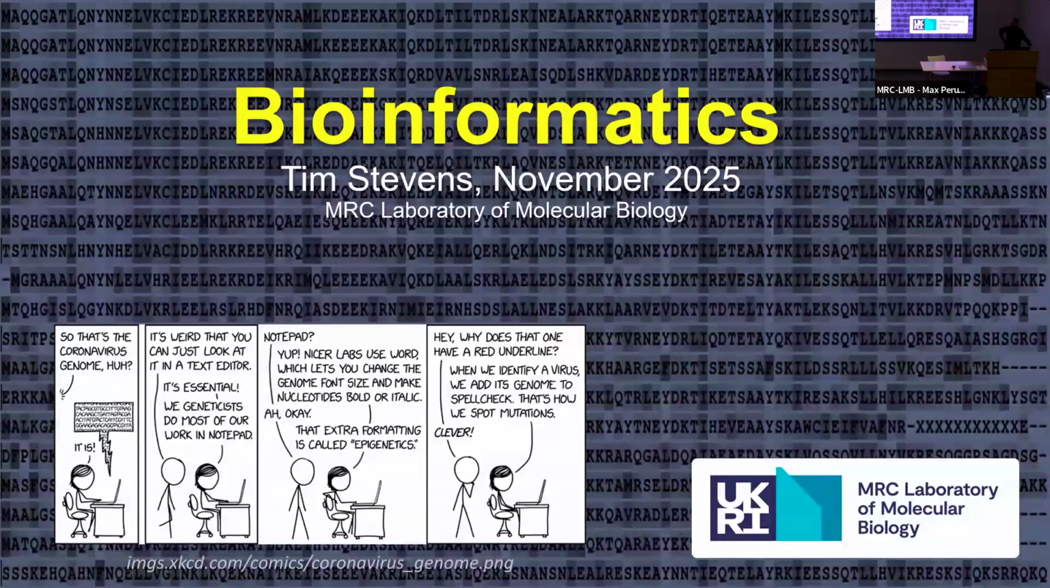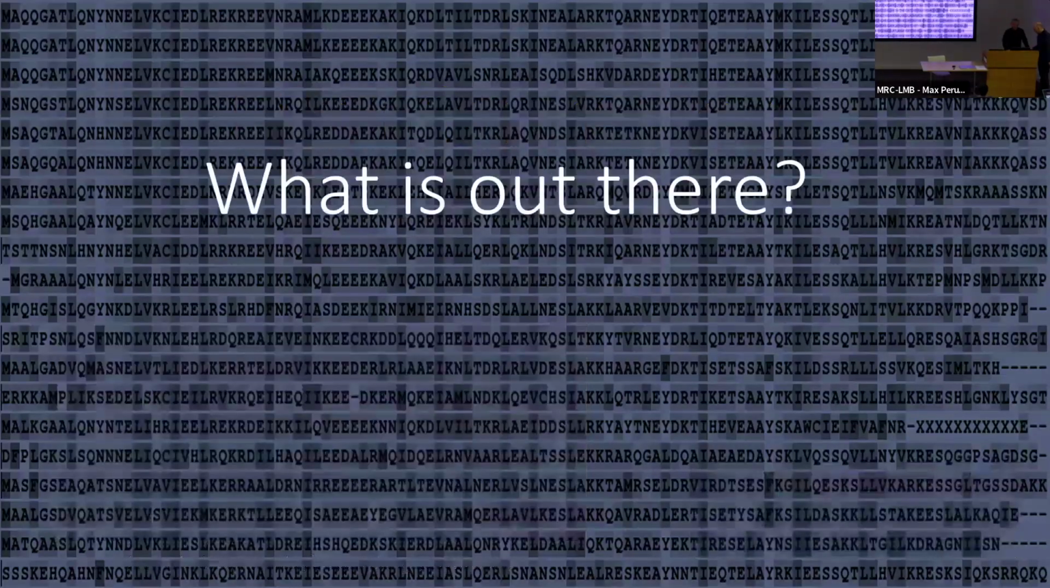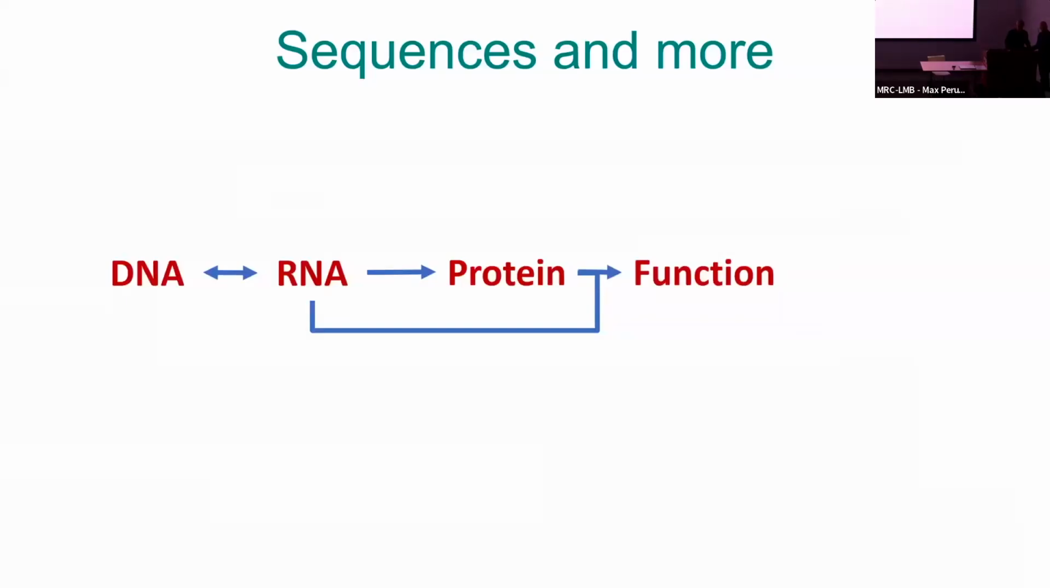So first up, we've got a bit of bioinformatics. Now, bioinformatics is a vast subject covering a large range of subject areas. So it's only going to be a taster of just the most important questions we tend to ask. Okay, so the headline for this session was what is out there? And the answer in bioinformatics terms is there's an awful lot out there.